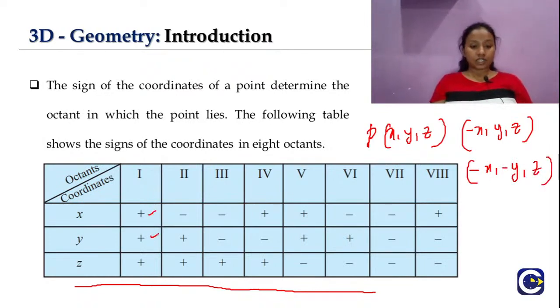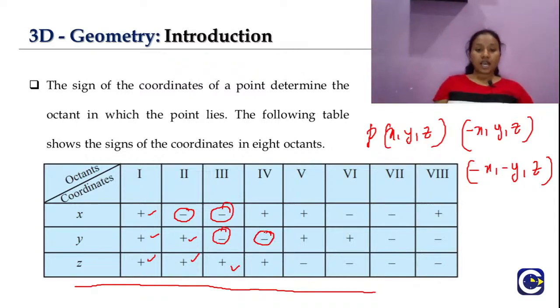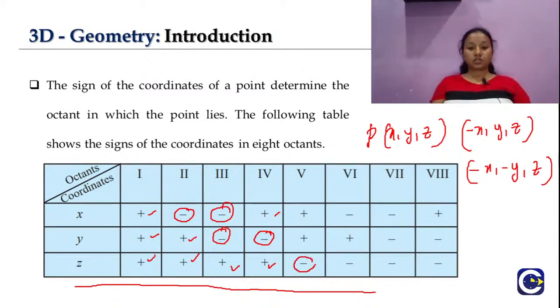For first octant, plus, plus and plus. Second octant, X will be minus, plus and plus. For third, these 2 will be minus and then plus here. For fourth octant, the mid one will be minus and these 2 will be plus. So for fifth one, this one will be minus. Remaining 2 will be plus.